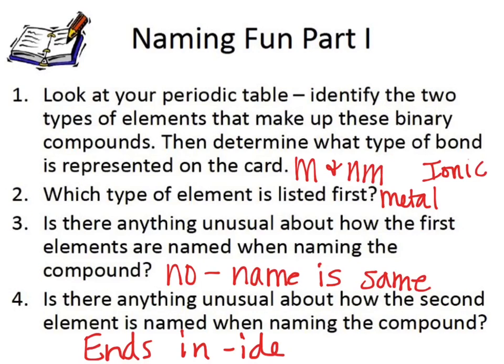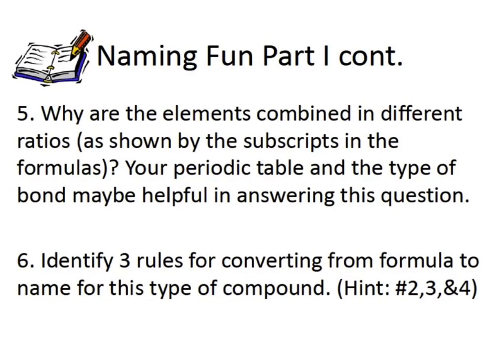So next, Tyler, give me a formula for one of the compounds that you have. SrCl2. Okay. And then we have NaCl. So why are the elements combined in different ratios? Why do I need 2 chlorines for every 1 strontium, whereas I need 1 chlorine for every 1 sodium? Because of the electrons, okay?